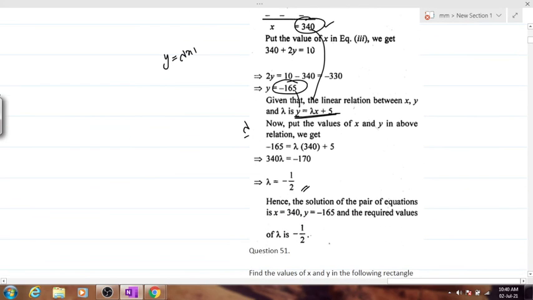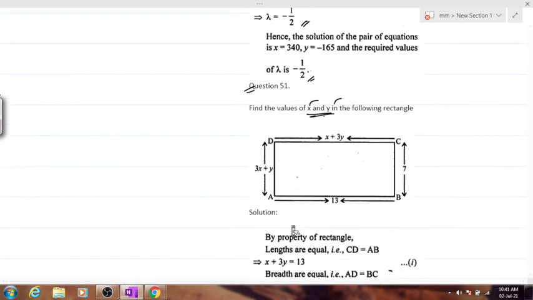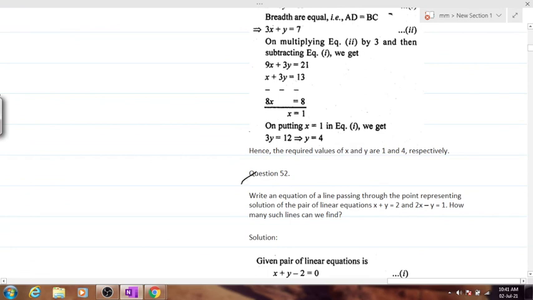Now, today's homework will be question number 51. Can everybody see question number 51? This will be your homework. You have to find the length and breadth. You have to find the value for x and y. Clear? Kindly draw this numerical. And one more numerical is this one, question number 52. Clear? Kindly take a screenshot of this numerical. These two numericals will be homework.